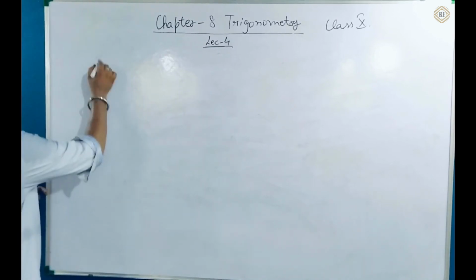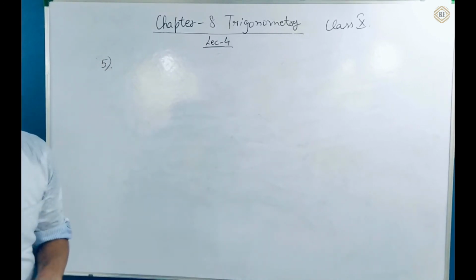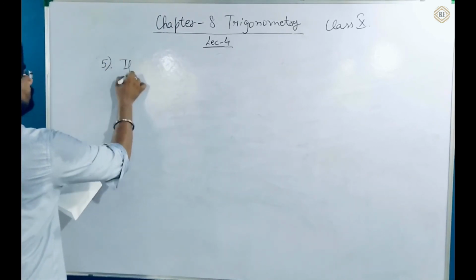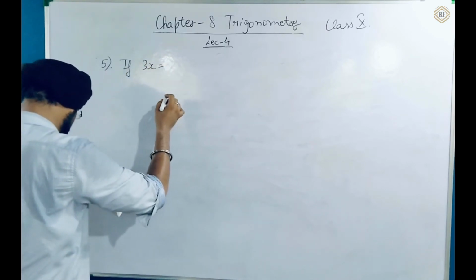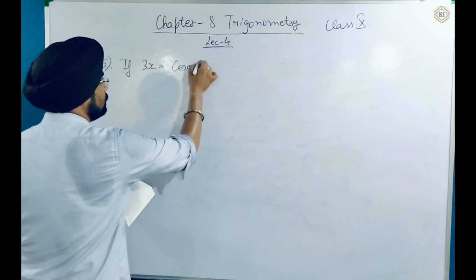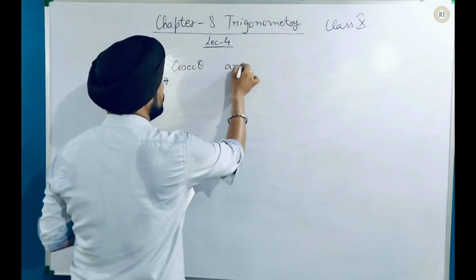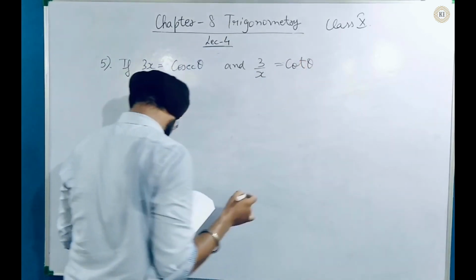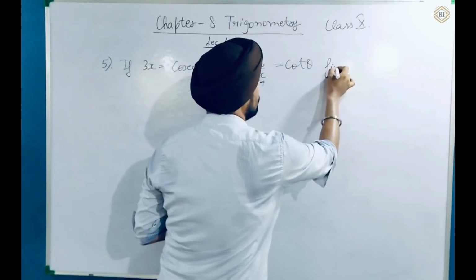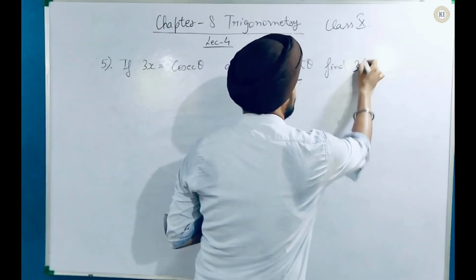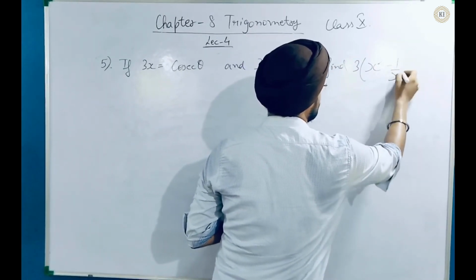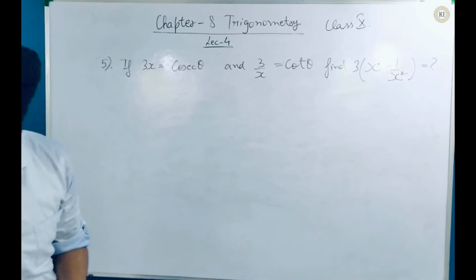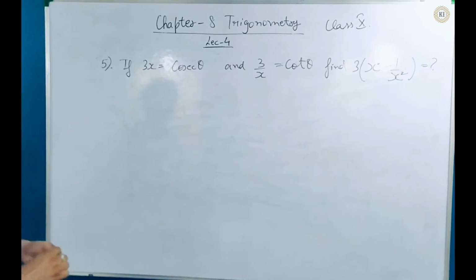Now see question number 5. Question number 5 is given as: if 3x is equal to cosec theta and 3 by x is equal to cot theta, find 3 times x square minus 1 by x square. So we have to calculate the value of 3 times x square minus 1 by x square. Now see how to calculate.